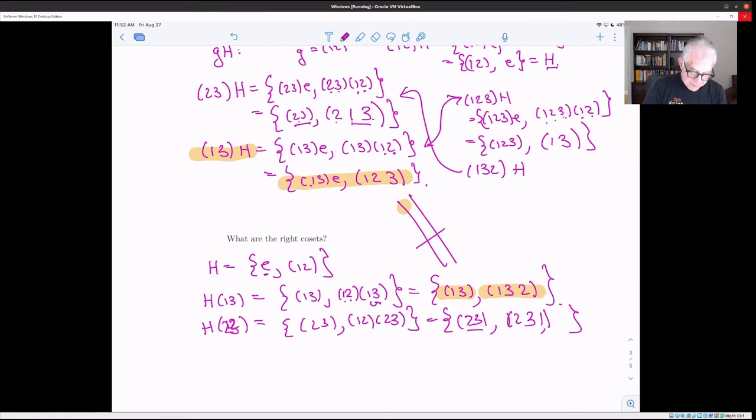cosets. I'm not going to do all the calculations because we're going to see for theoretical reasons why this is always the case, but the 3 cosets each consist of a transposition and a rotation, either the trivial rotation or a non-trivial rotation, and a transposition. So that's the picture if your subgroup has 2 elements.